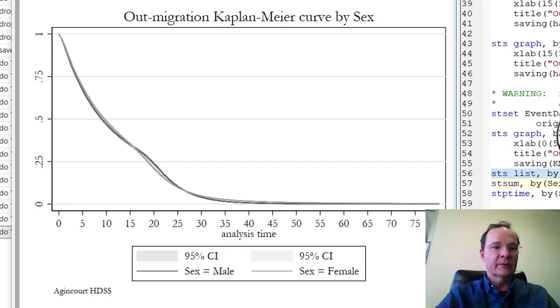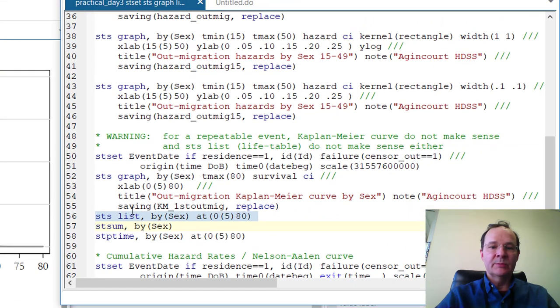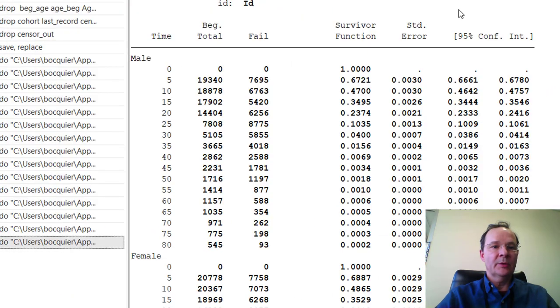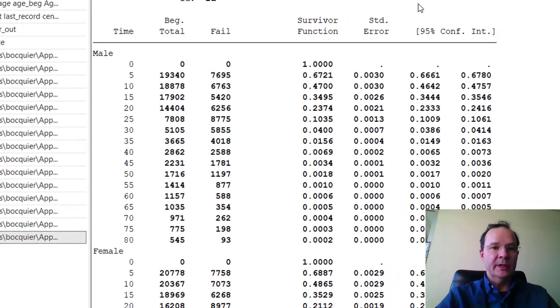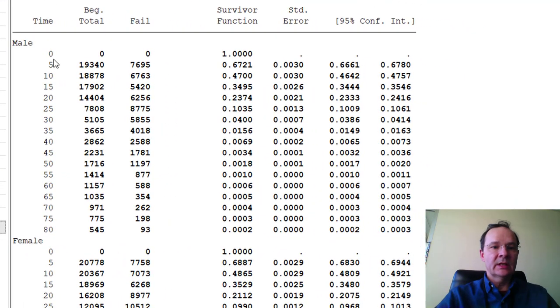These curves can be displayed as life tables. And to display life tables, you will use sts list. The top table is for males, and below is the table for females. Here you have the extension table, showing the survivor function, starting from 1 to almost 0 at 80 years old.